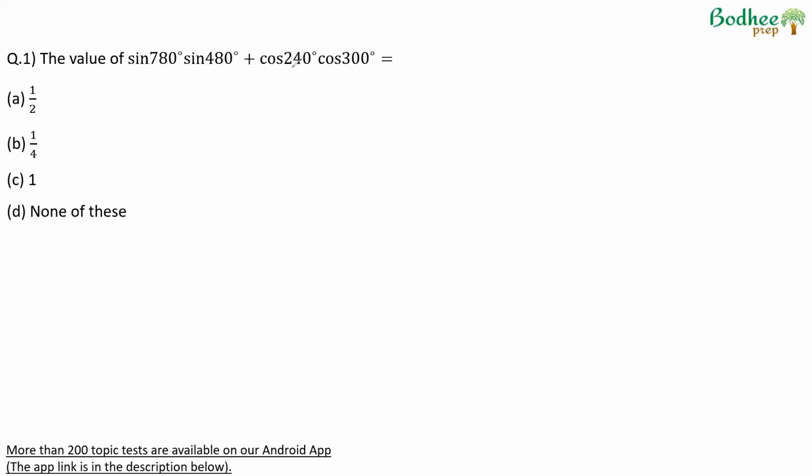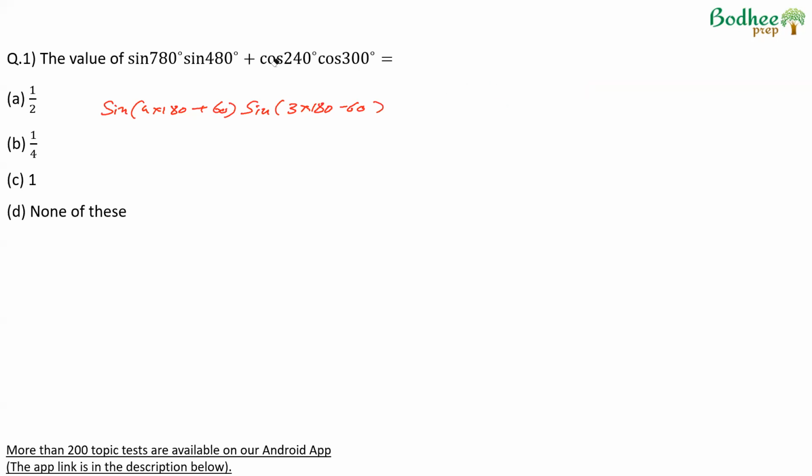sine 780, sine 480, cos 240, cos 300, all of them in degrees. A multiple of 180 close to 780: 180 into 4 is 720. So this can be written as sine of 4 into 180 plus 60. 480 then becomes 180, 360, 450. So sine of 5 into 90, 450 plus 30. Or we can also say 3 into 180, 540 minus 60.